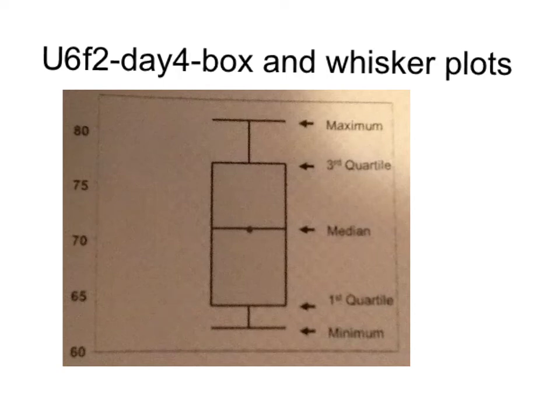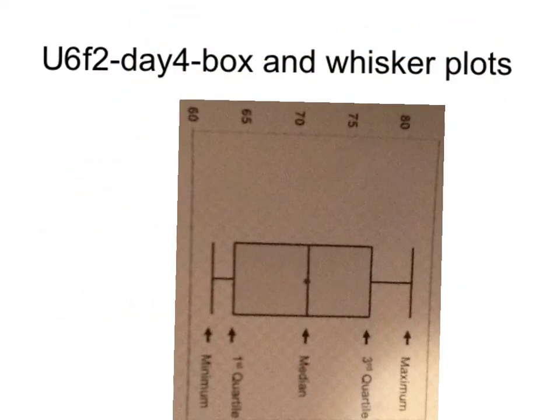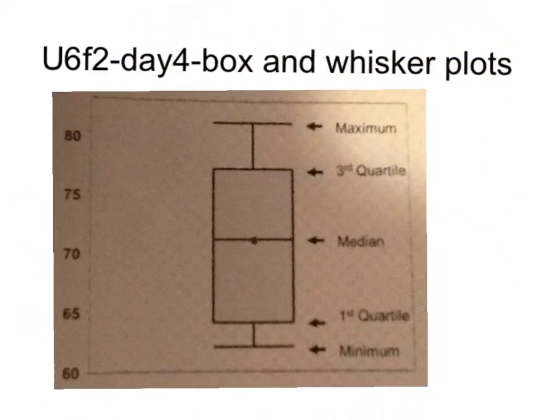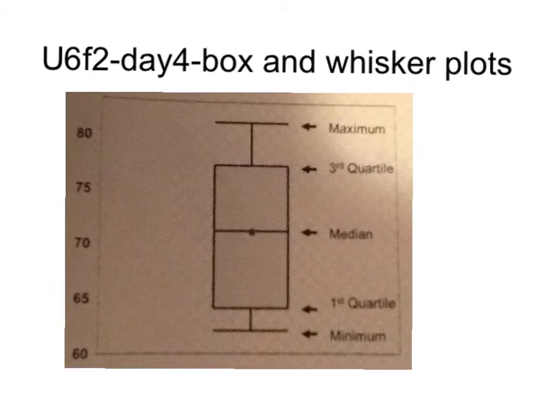Alright, this is Unit 6, Formative 2, Day 4, box and whisker plots. Here's an example of a box and whisker plot. This one's going vertical. Sometimes you can see them and they look more horizontal. But this one, you always have part of a number line over here. So you have part of your number line.